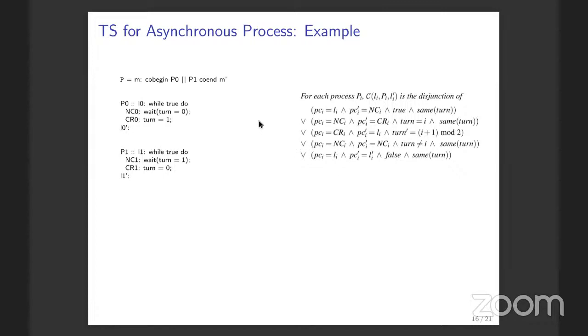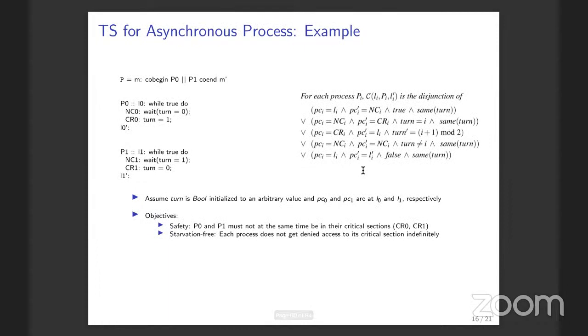So what we need to do is to capture this spawning of the two threads, which is done by the cobegin statement, and that's what we need a rule for. That I will show in the next slide. For the initial state, we assume turn is a bool initialized to some arbitrary value, and PC0 and PC1 are both at locations L0 and L1 respectively.